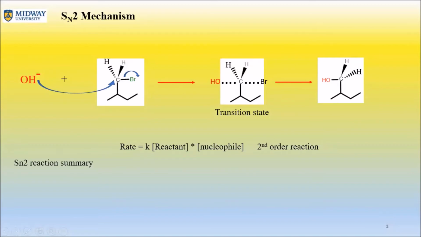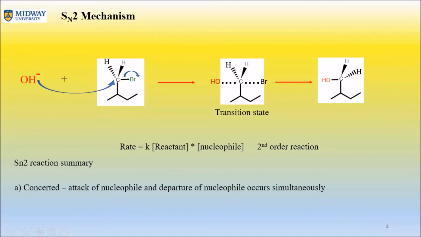Let's summarize everything about an Sn2. Consider that it is attack of nucleophile and departure of the leaving group. I will correct it in the upcoming versions. It should say attack of nucleophile and departure of the leaving group, not nucleophile here. Leaving group occurs simultaneously. It's second order, only transition state and no intermediate formation.